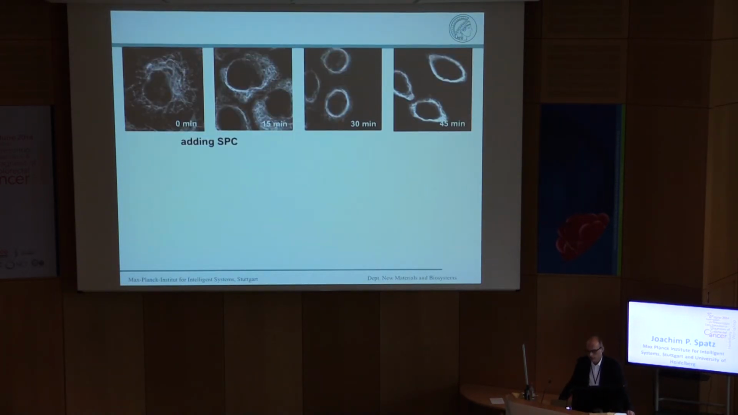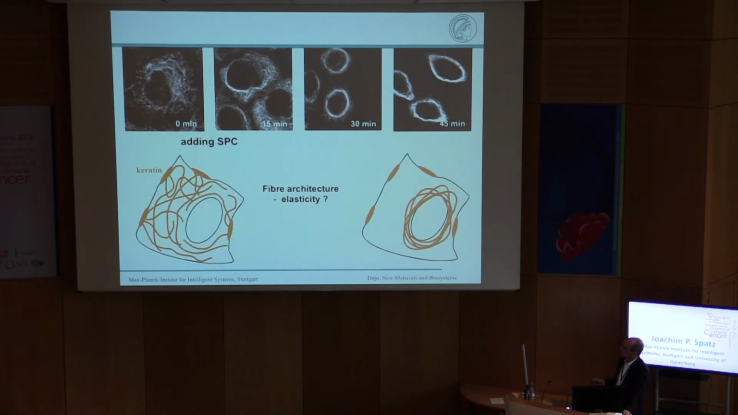Then we started to look at the intermediate filaments of these panc cells, where you see that by adding SPC, you see a change in the structure of the intermediate filaments. So this is the nucleus, the membrane is out there, and you see here the intermediate filaments somehow changing to a perinuclear structure, the cytoskeleton wrapped around the nucleus. And if you draw this schematically, what you see is a change from a structure which fills the cytosol to a structure where the cytosol is somehow empty of intermediate filaments.